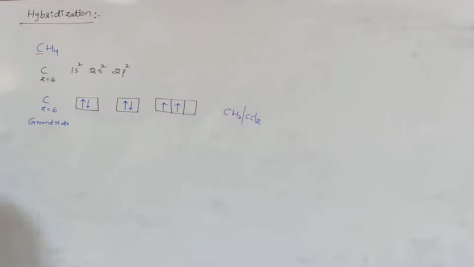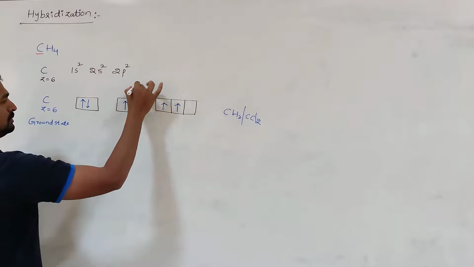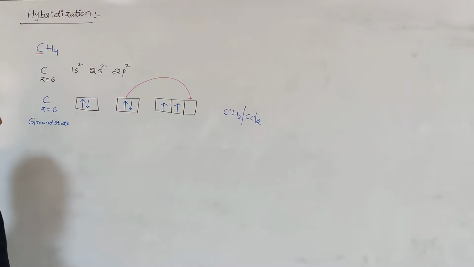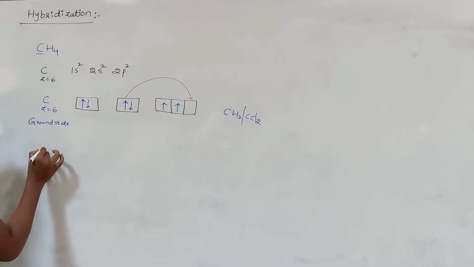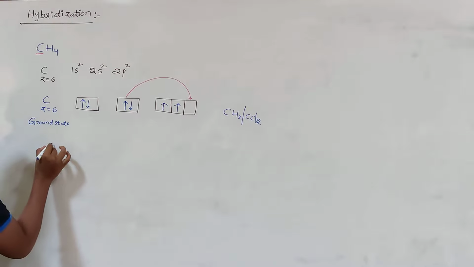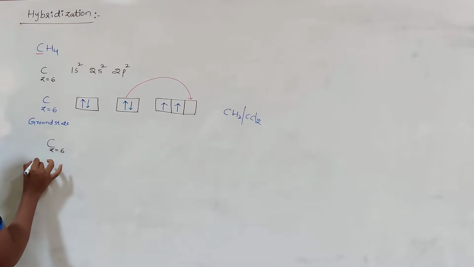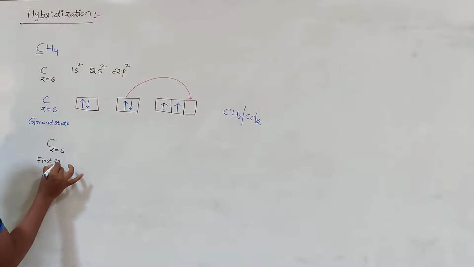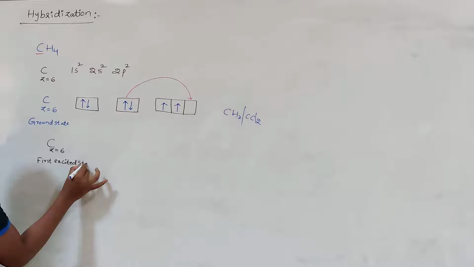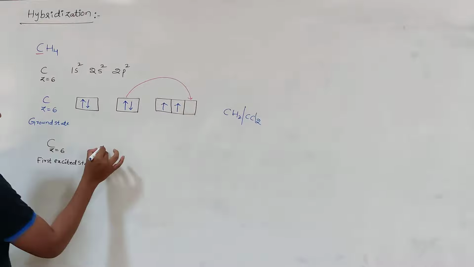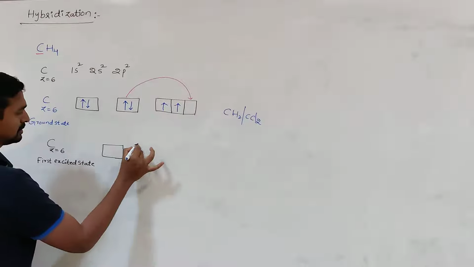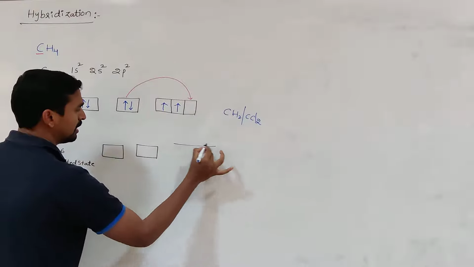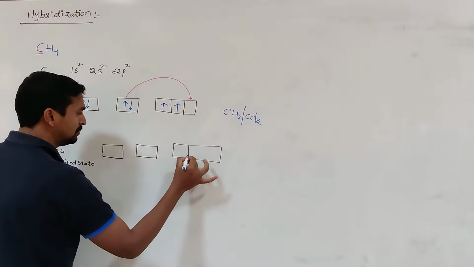To explain that, we use a new concept, that is the promotion concept. We need to promote an electron from the 2s orbital to the 2p orbital. When we promote the electron from the 2s orbital to the higher energy 2p orbital, we get the first excited state electronic configuration of carbon, Z equals 6. This is called the first excited state. The 1s orbital remains the same, then the 2s orbital and 2p orbitals.